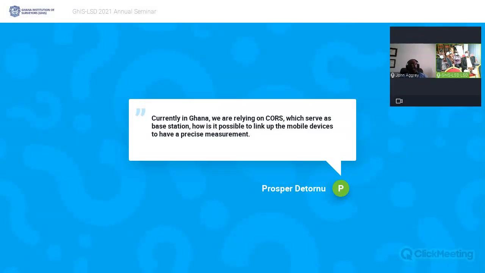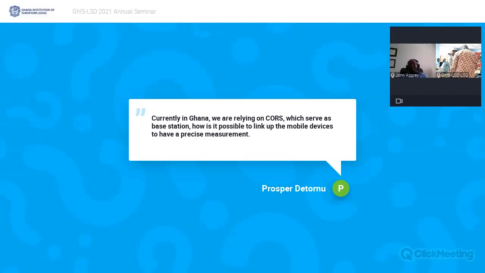Thank you. We have another. I think we'll take this one and then we'll go on to the next section because time is not on our side. We have Prosper Detonu. He says, currently in Ghana, we are relying on CORS, which serves as base station. How is it possible to link up the mobile devices to have a precise measurement?